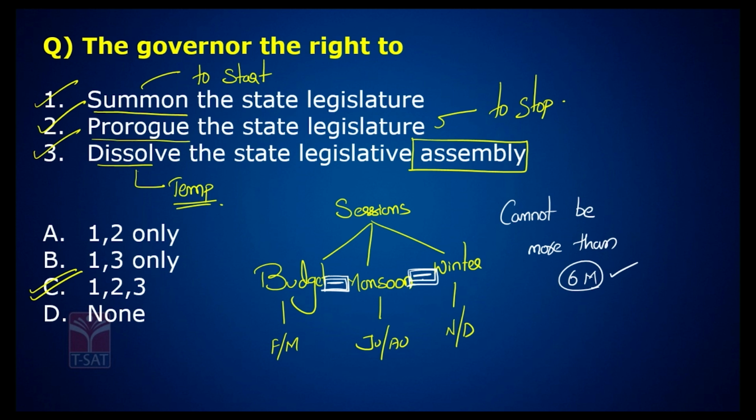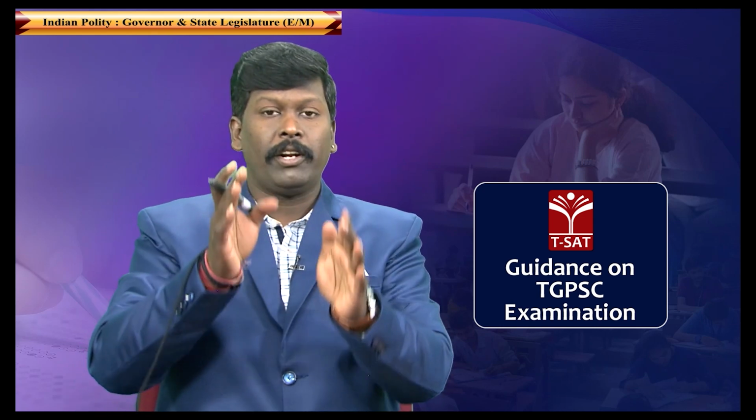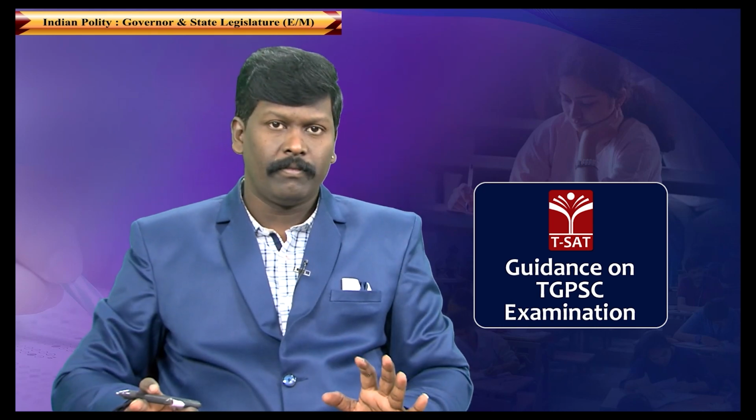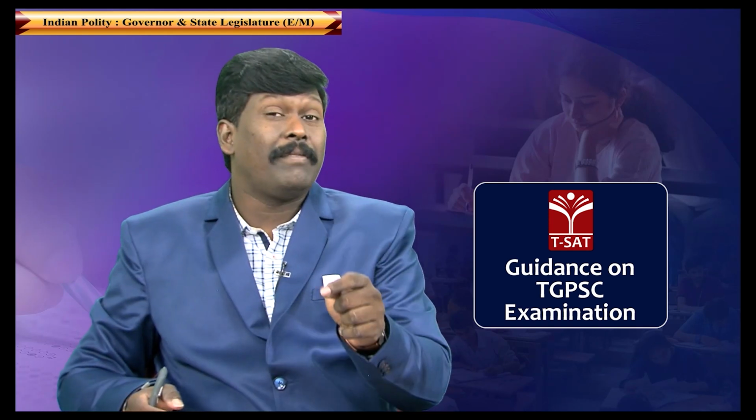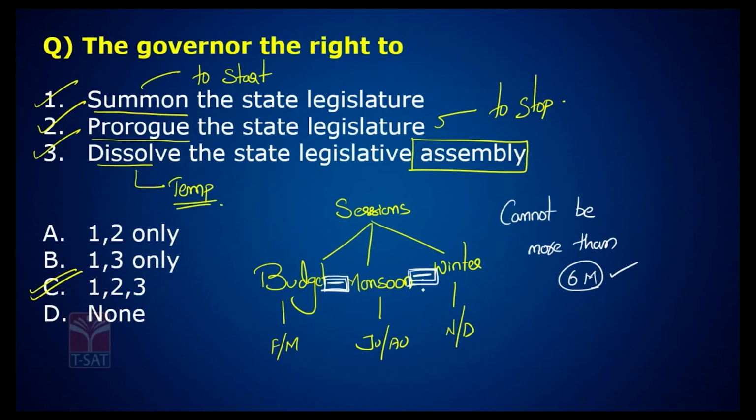When the gap between 2 sessions of the assembly is more than 6 months, the assembly is considered automatically dissolved. Remember this. The gap between 2 sessions cannot be more than 6 months. If it is more than 6 months, the assembly is automatically considered dissolved. And this gap between 2 sessions is called recess. Recess means to rest. Let's go to the next question.